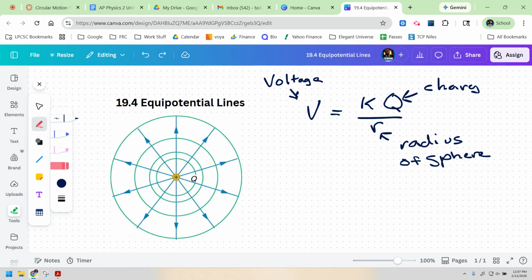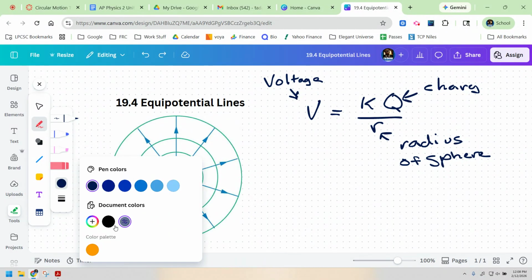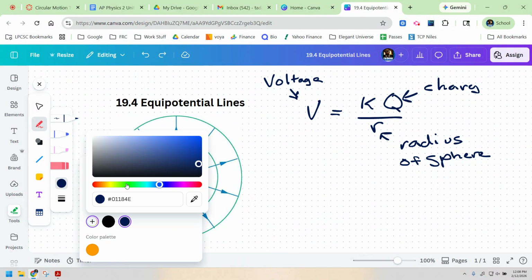So how does that help us? Well, it's important to note that equipotential lines are always perpendicular to the electric field. So remember, the electric field lines are in blue, right? And the equipotential lines are in green. Does that make sense? So let's just note that so you guys don't forget.